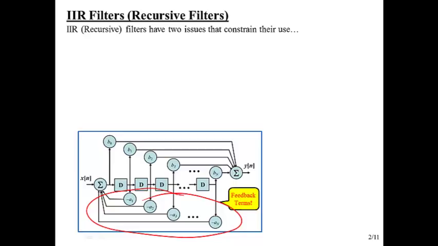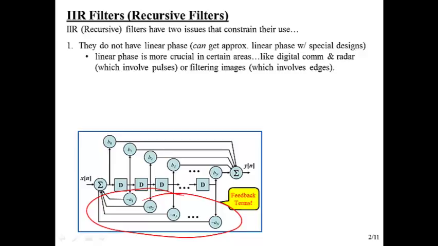Now, there's two reasons that IIR filters may not be chosen for use in a particular application. The key one is that they do not have linear phase. And if you remember from the last video lecture, FIR filters don't have to have linear phase, but they can be made to have linear phase, and all the main design methods are set up to ensure that your design comes out with linear phase.